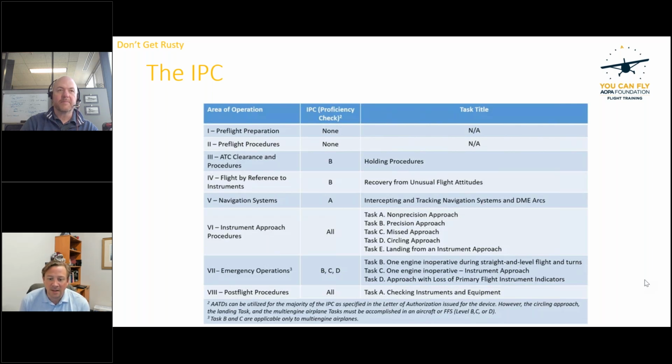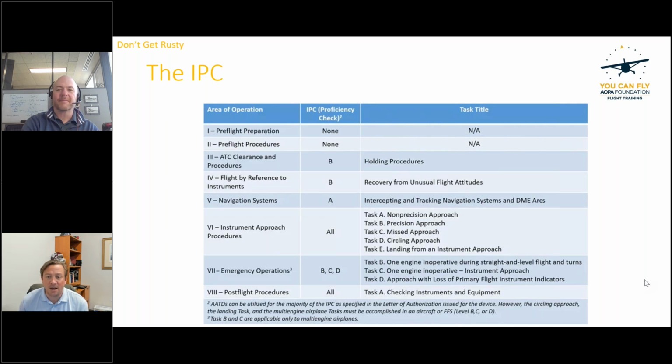So what that means is that you can do all that other stuff in a sim and then go out, take off, have your instructor give you vectors to intercept at the final approach fix, come down, circle, land, and in 2/10 you can have a flying time, you can have an IPC.